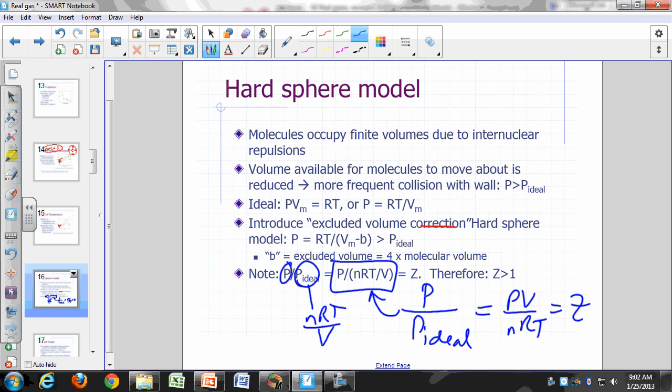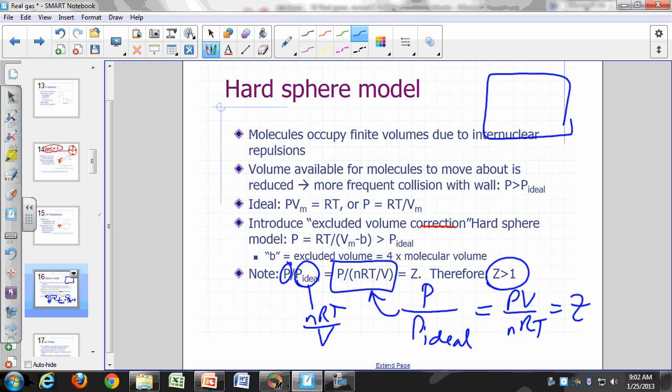So another way to look at Z, instead of thinking of it in terms of compression, think of it in terms of how the pressure of the gas compares with the pressure that it would have if it were behaving ideally. So Z greater than 1 means for the same volume, an ideal gas would have a lower pressure than your actual gas. So your real gas pressure is higher than what the ideal pressure would have been for that particular volume at that temperature. So that explains Z greater than 1.